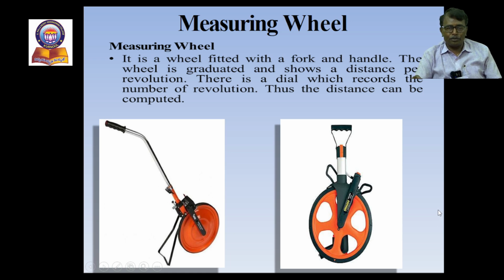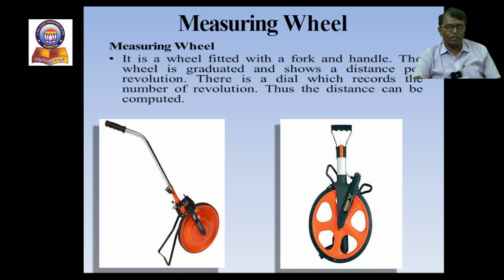The next type of approximate measuring instrument is the measuring wheel. Generally in construction, for laying pipelines, canals, etc., the measuring wheel is used. It is a wheel fitted with a fork and handle. The wheel is graduated and shows a distance per revolution. There is a dial which records the number of revolutions. Thus, the distance can be easily computed.